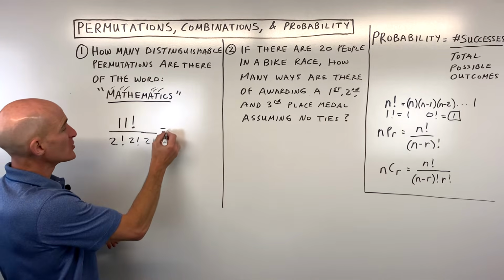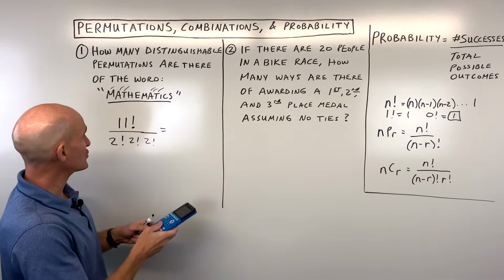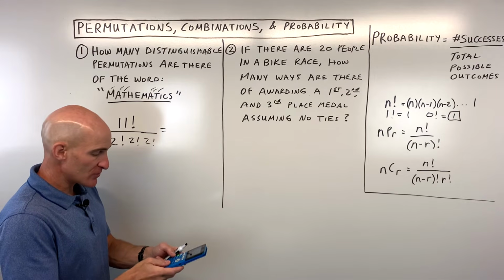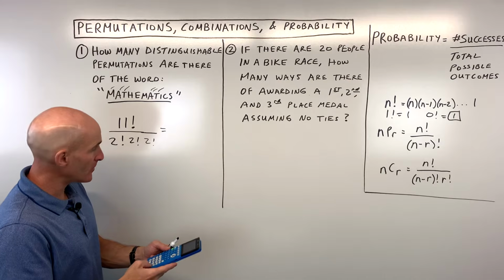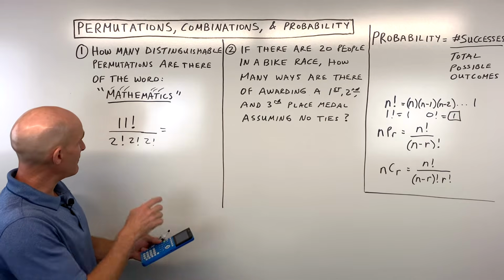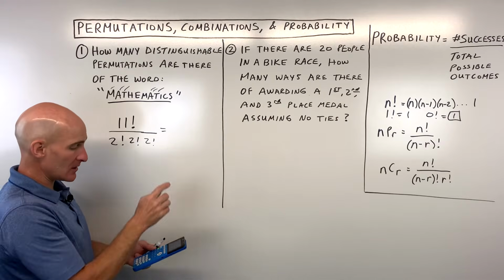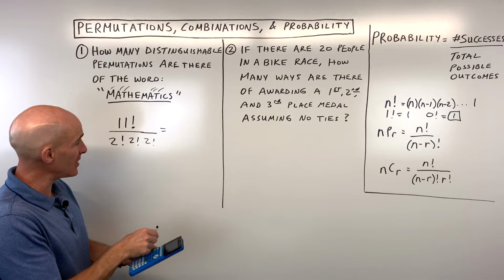So what we're going to do now is go to the calculator. You should have a factorial button. If not, you can just do 11 times 10 times 9 all the way down to 1. The factorial is probably under a probability key on your calculator. That's what mine's under. And then I'm going to divide by 2 factorial, which is 2 times 1, 2 times 1, 2 times 1, which is 8. So I'm going to divide 11 factorial by 8, not 8 factorial, but just the number 8.